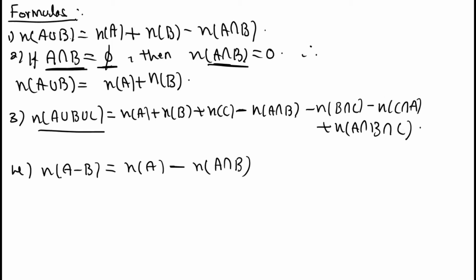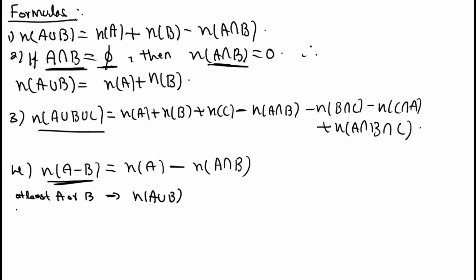And the fourth formula is n of A minus B equals n of A minus n of A intersection B. Okay, n of A minus B, we know how to calculate A minus B. But to calculate n of A minus B, you can directly apply the formula n of A minus n of A intersection B. Then something you need to remember in this formula is, suppose the question says at least A or B is given. That means you need to calculate n of A union B.